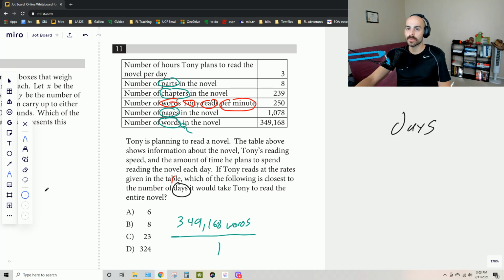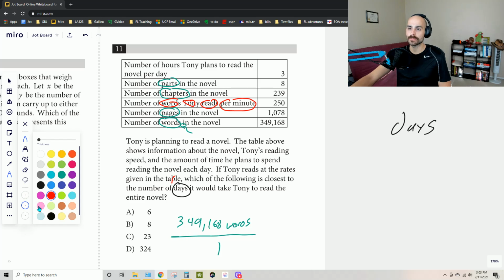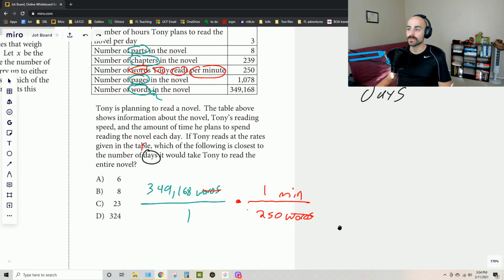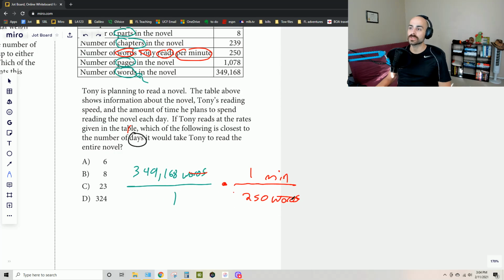There's nothing in the denominator, because that's the nature of a given. And now we multiply it by our rate. The reason we like that rate that I mentioned earlier is because right now our current unit is words. That's the only one we have. But if we say that Tony reads 250 words for every 1 minute, words cancels out, and now we're dealing with minutes in our numerator. And this is a true statement, because they're saying for every 1 minute that passes, 250 words have been read, or for every 250 words that have been read, a minute must have passed.